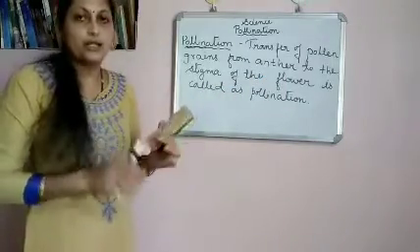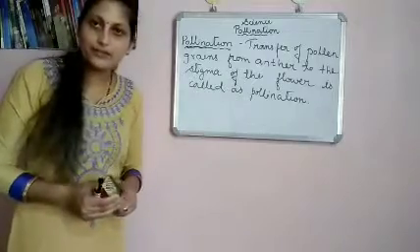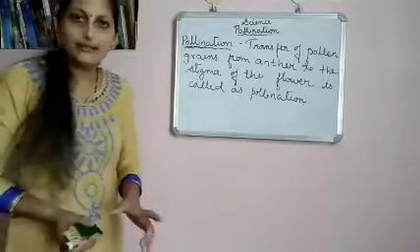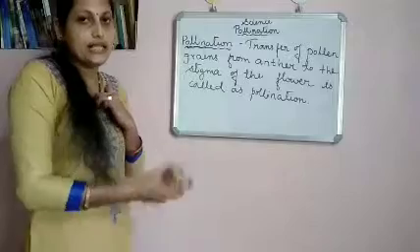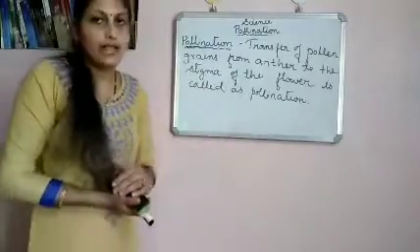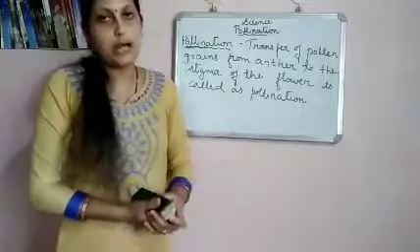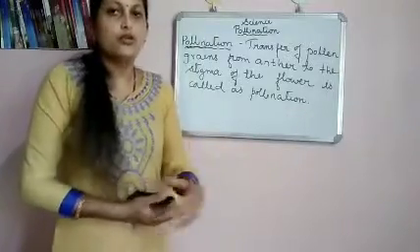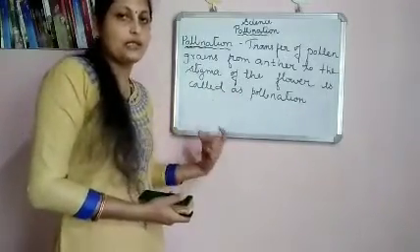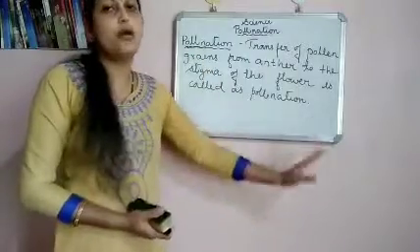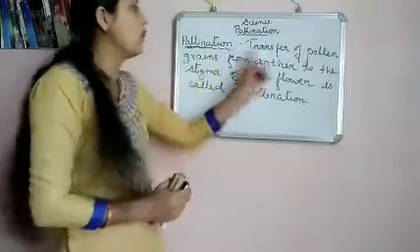So in the anther, pollen grains are present. Pollen grains are male gametes. They have to be transferred to the female gamete. They need to reach the female reproductive part, carpel or pistil. So this transfer of pollen grains from anther to the stigma of the flower is called pollination.